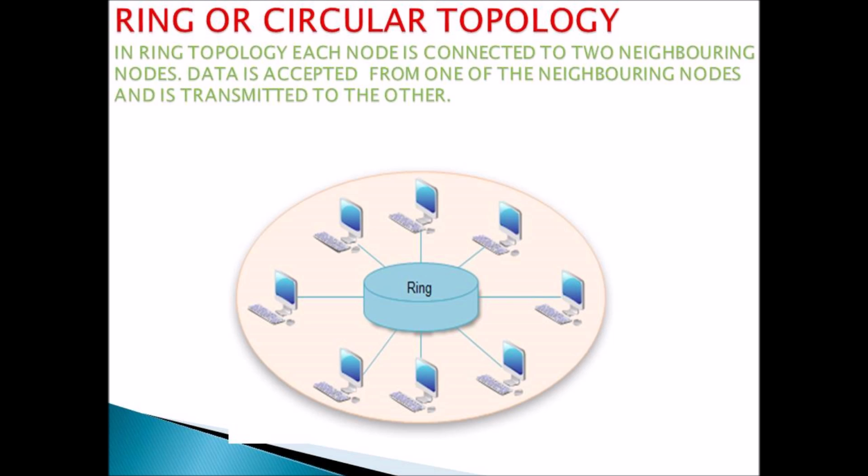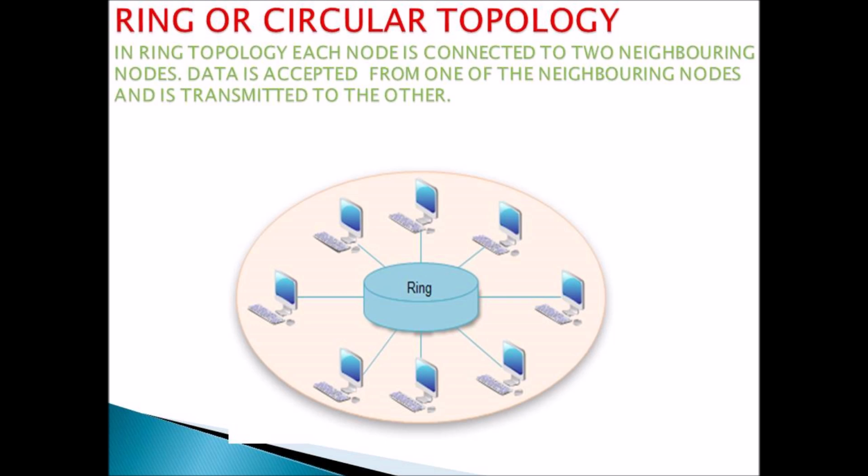Next one is the ring or circular topology. From the name itself, we can guess how the connectivity will be. The connectivity will be in a circular form. In ring topology, each node is connected to two neighboring nodes. So a device will be connected to two devices. That is the meaning of the two neighboring nodes.